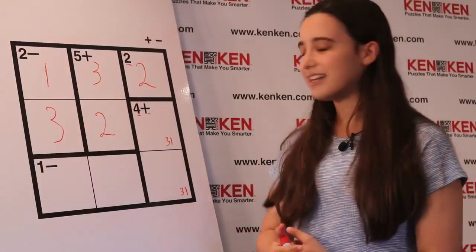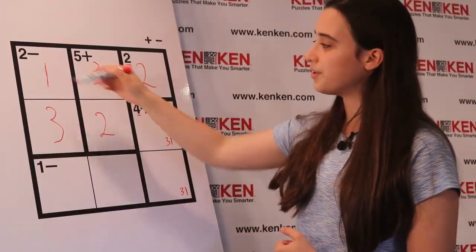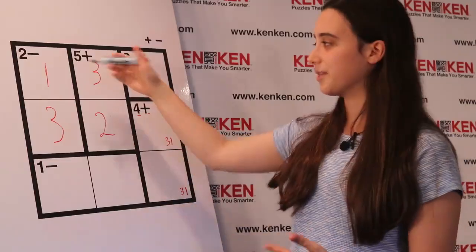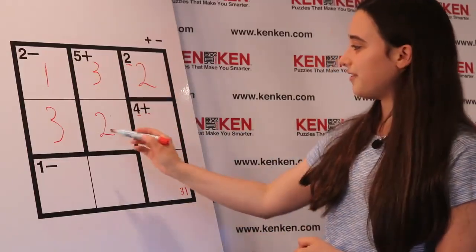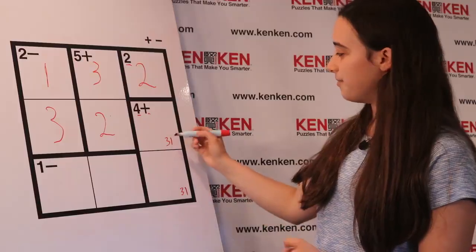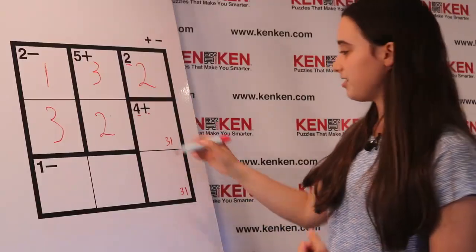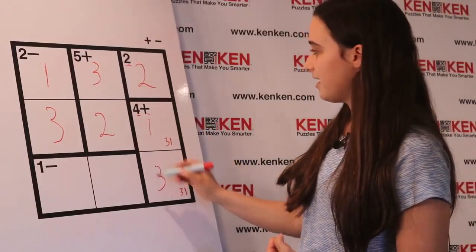And what's kind of interesting about KenKen is that the 1 can go above the 3 in a 2 minus, or the 3 can go above the 1. The order actually isn't important. And if we already know that there's a 3 here, we can't have a 3 again, because that would repeat, so we'll put a 1 there, a 3 there.